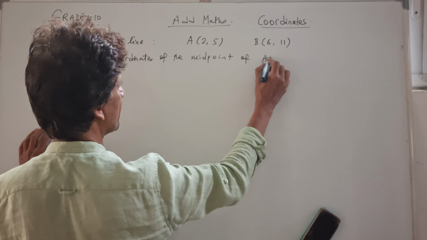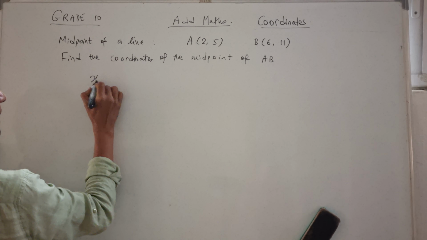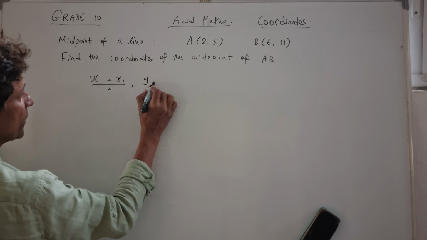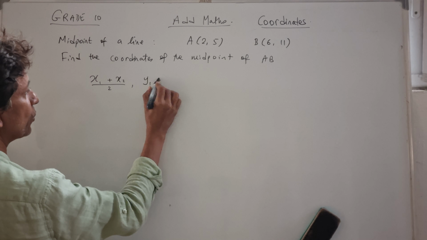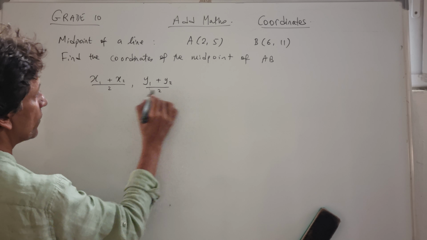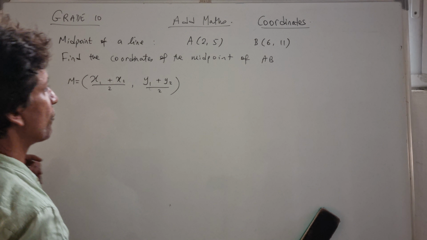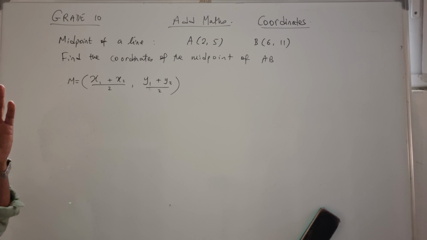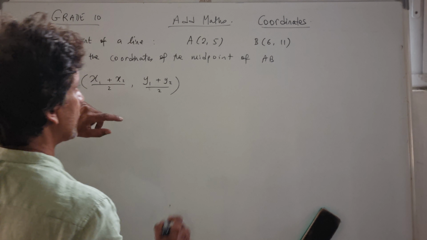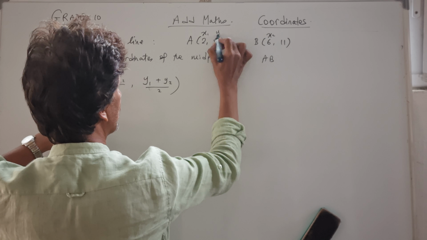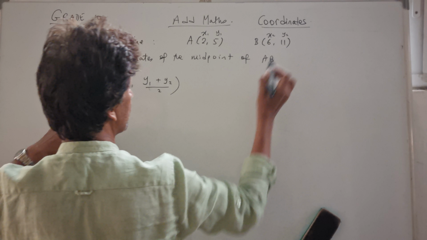So we're going to be using x1 plus x2 over 2, y1 plus y2 over 2. So this is how we find the coordinates of the midpoint of a line. We can call this x1, and this one is x2, this one is y1, and this one is y2.